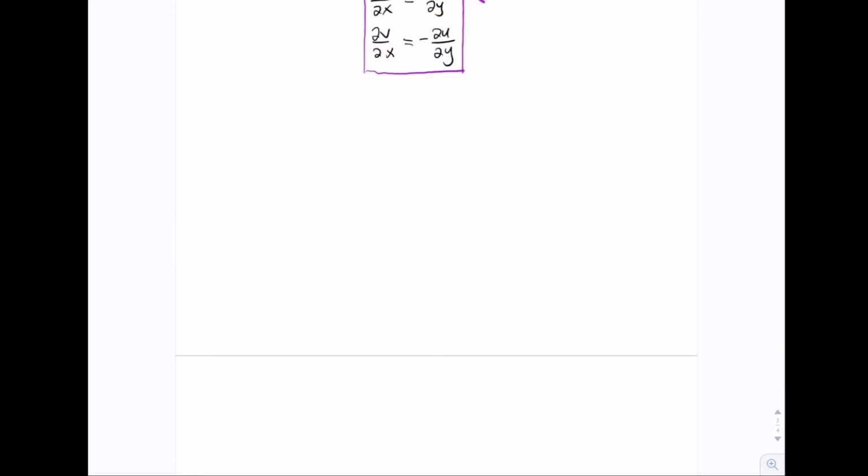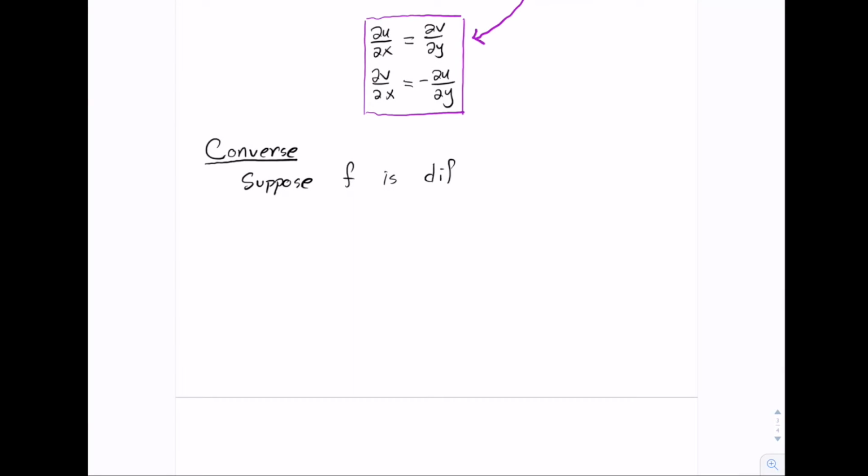So now let's talk about the converse. Okay, so let's suppose that f is differentiable in the multivariable sense.